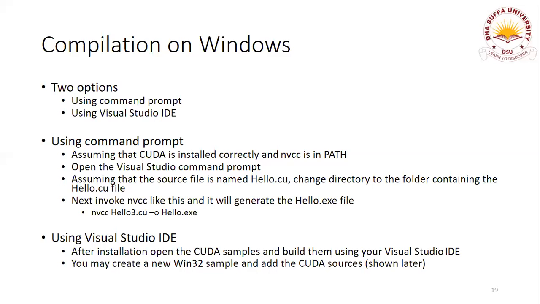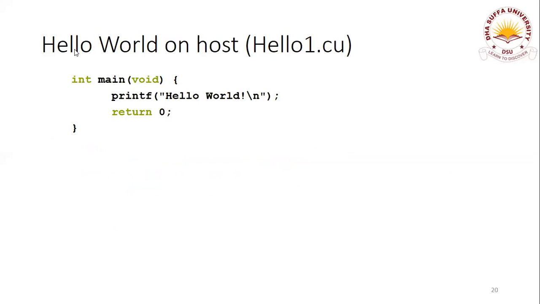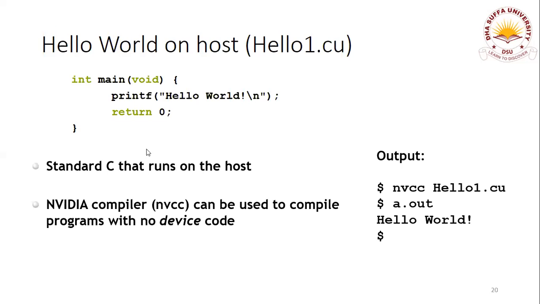The NVCC compiler is based on C. Whatever the C part is, it is given to the C compiler, and whenever the GPU parts come into action, they are given to the NVCC compiler. So standard C runs on the host. As I was saying, we run nvcc hello1.cu, and we did not provide the -o flag, that's fine, and then a file is going to be generated, that is a.out. Just run it and you can see hello world.